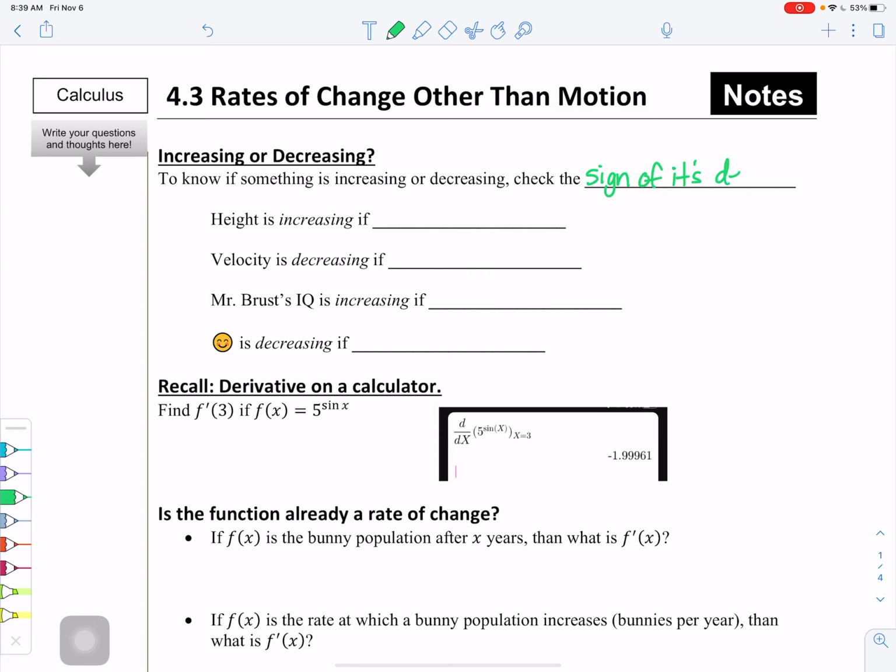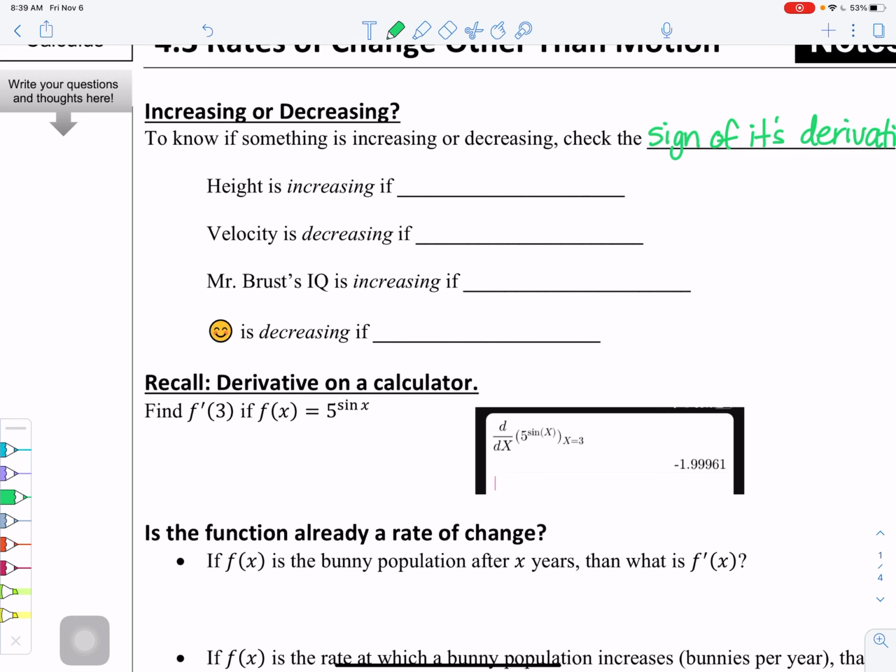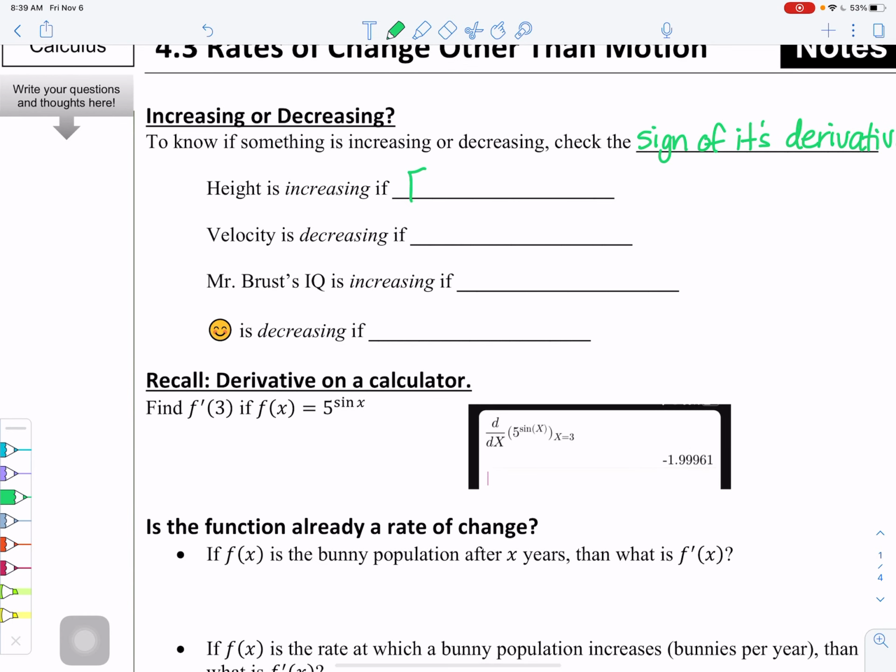Now you might be asking, well, what's "it"? Well, it is whatever you're wanting to know if it's increasing or decreasing. So, in this example, height. If we want to know if height is increasing, the derivative of height is positive. How about velocity? Velocity is decreasing if we take the derivative of velocity and find that it's negative, less than 0.